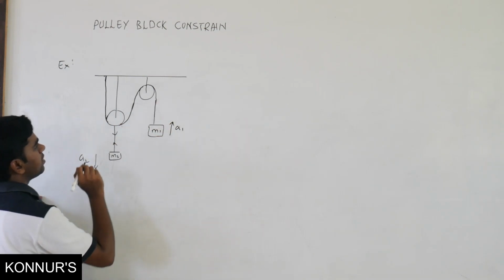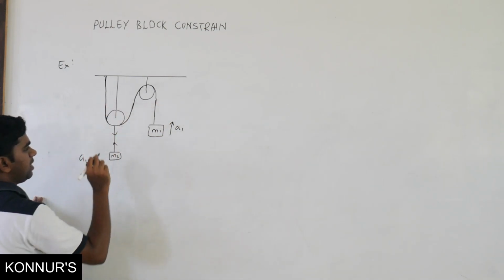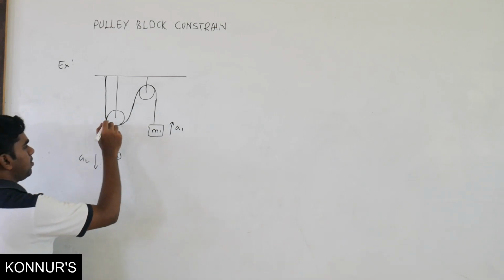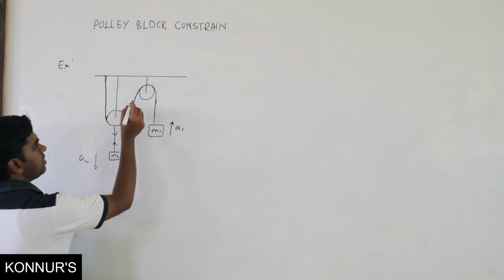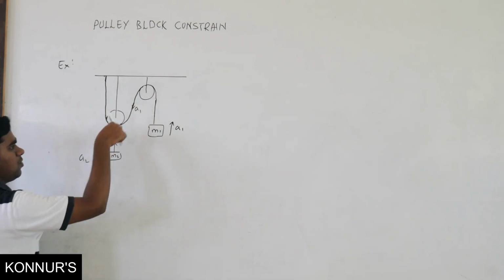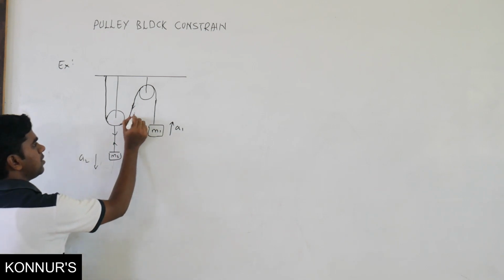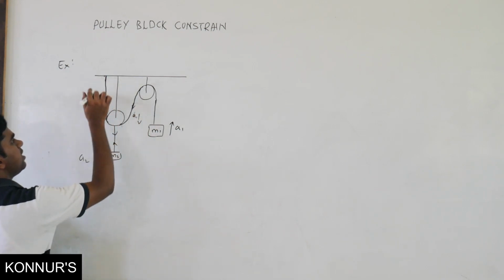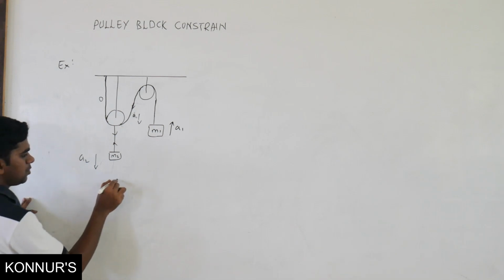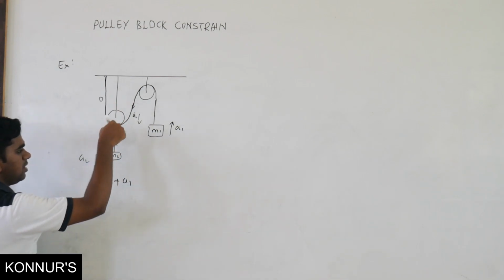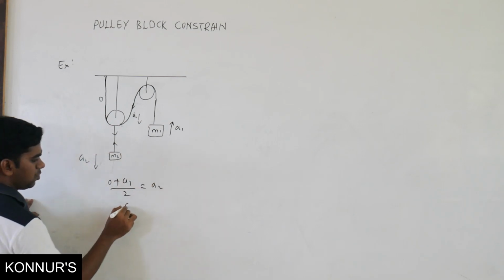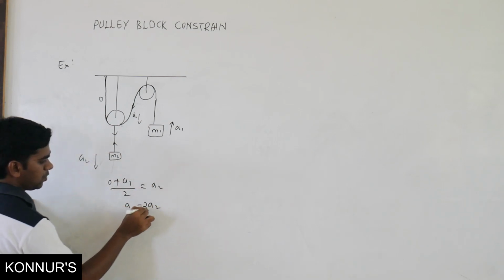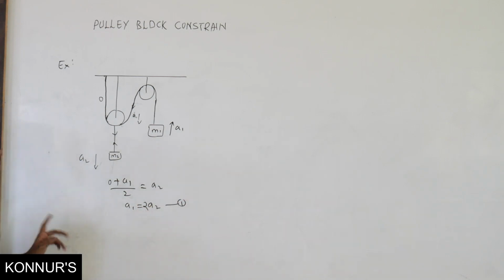So here, first you apply your pulley method. Suppose this pulley is moving with acceleration A2. If here it is A1 means here also it is A1 only. Again it is in downward direction. Here it is connected, so acceleration is 0. So 0 plus A1 by 2 is equals to A2. It is also in downward direction. So what you got? A1 equals to 2A2. This is one equation you got.